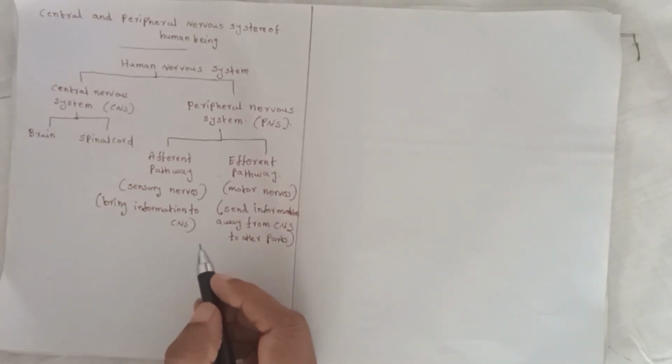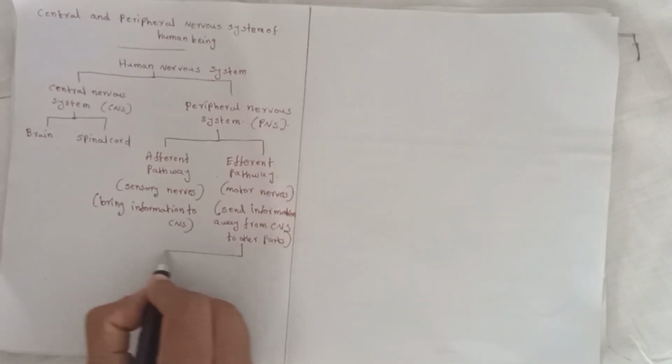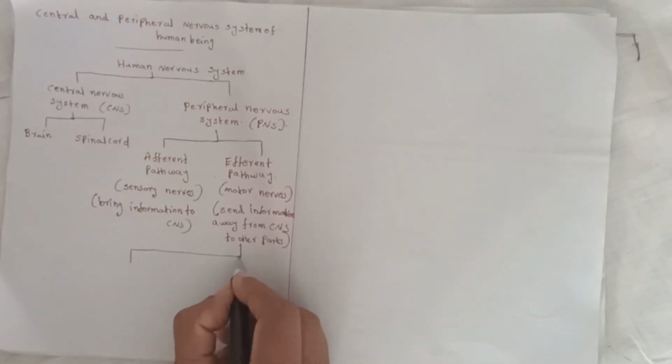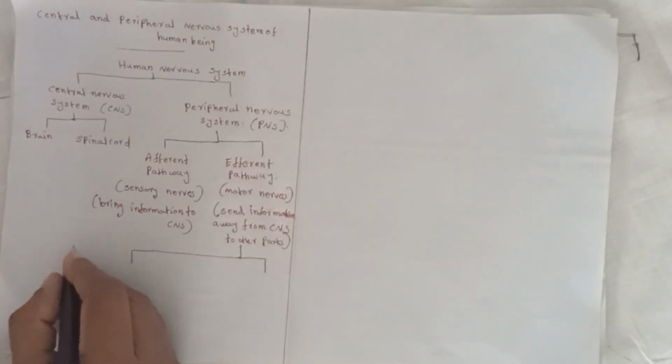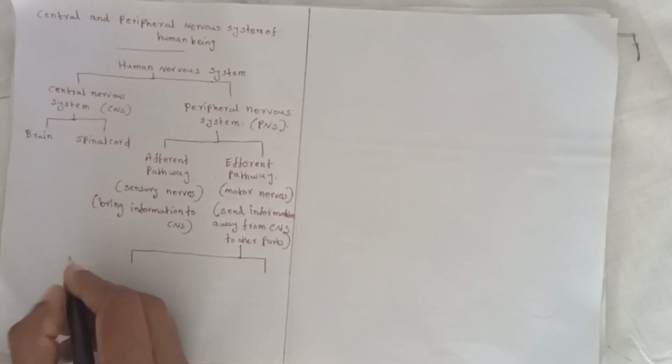The efferent pathway is again divided into the somatic pathway and the autonomic pathway.